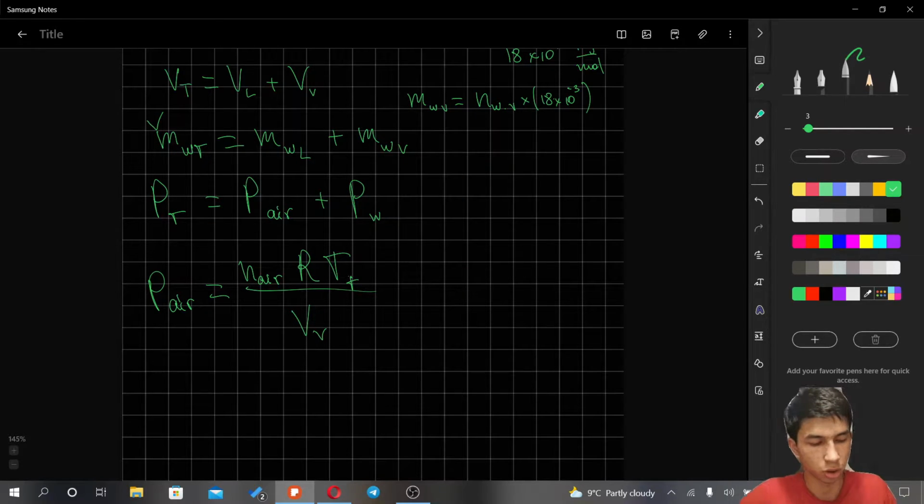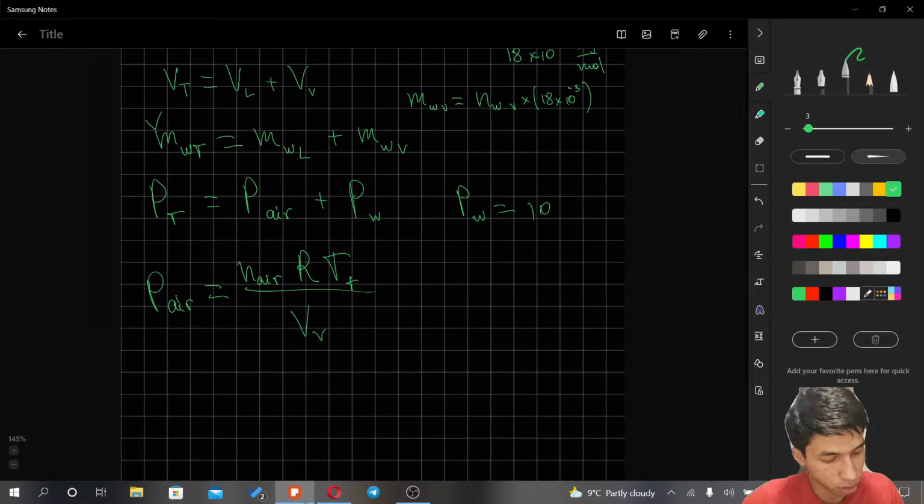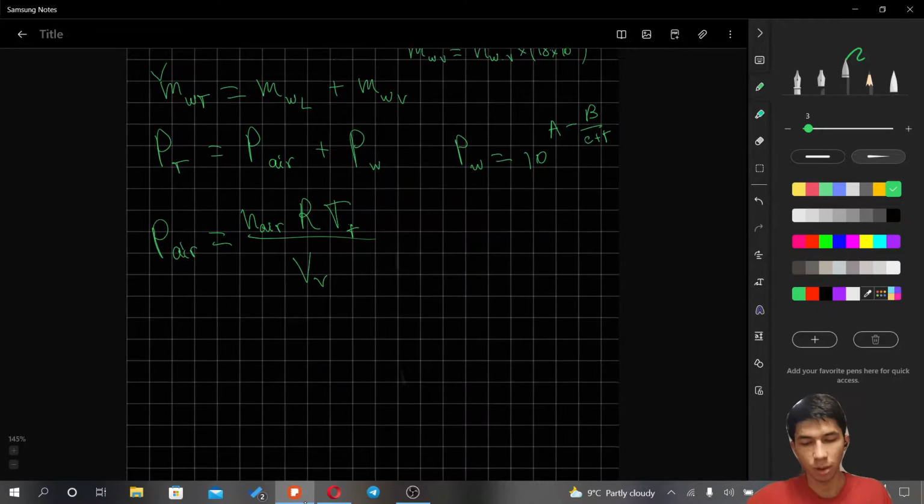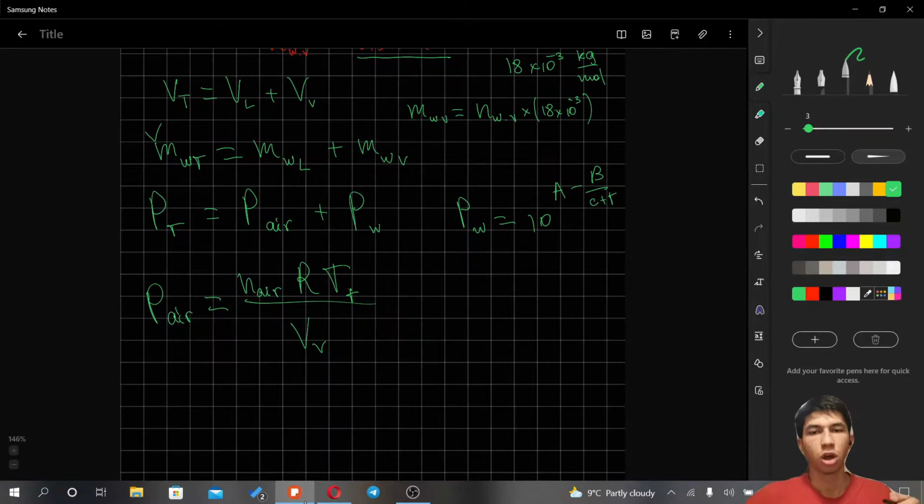We also might find the pressure of the water. To determine that, we will use the Antoine equation. So this value is determined using the Antoine equation: 10 raised to the power A minus B over C plus T, right? So now, to find the volume of liquid phase, we might use the equation.